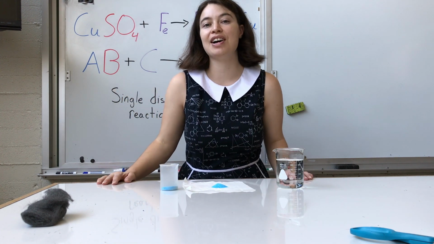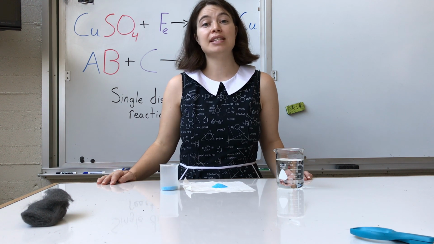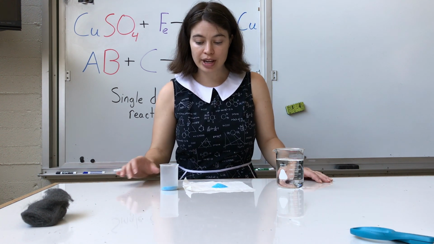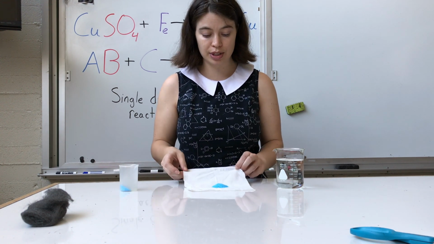Everyone. Today we are going to talk about something called a single displacement reaction. Now, in a single displacement reaction, you have one ionic compound. In our case, our ionic compound is going to be this stuff. It is called copper 2 sulfate.